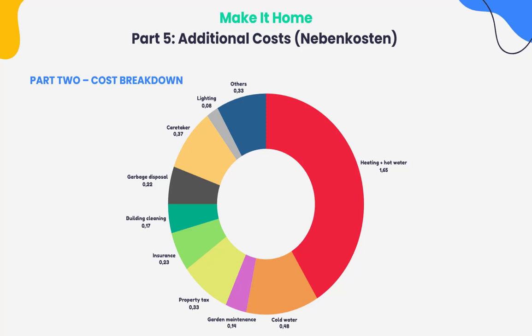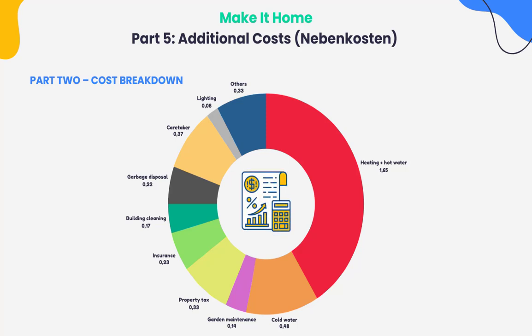The rest of the costs are fixed costs. In other words, they don't depend on how much you personally use, such as the building cleaning, garden maintenance, garbage collection, insurance. These are usually divided by the landlord among the tenants depending on the apartment size.